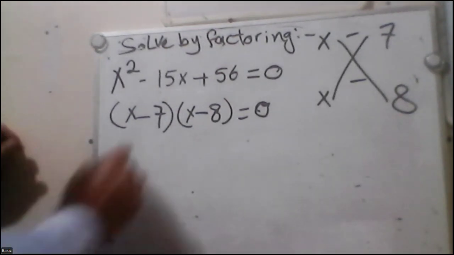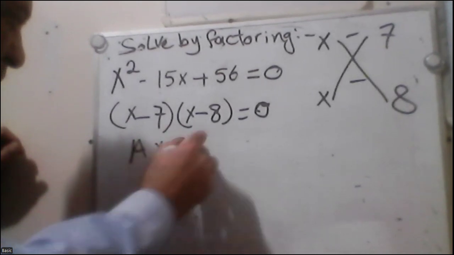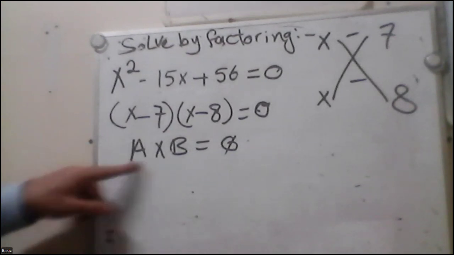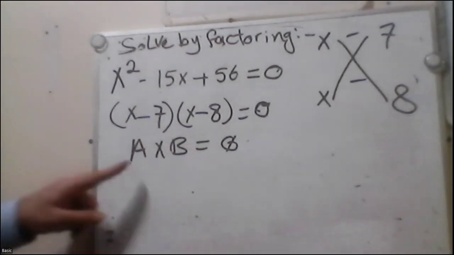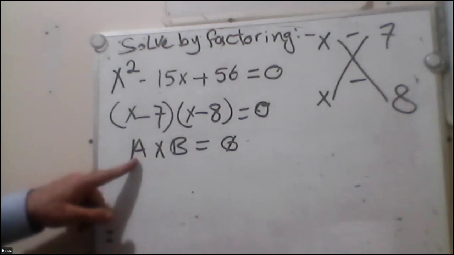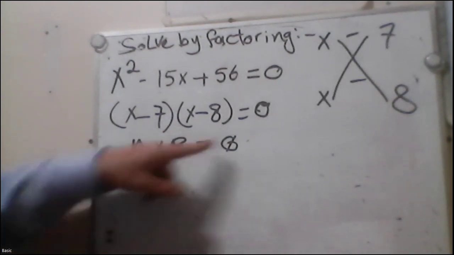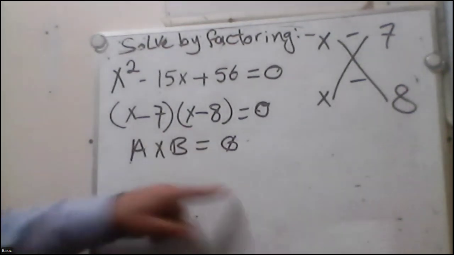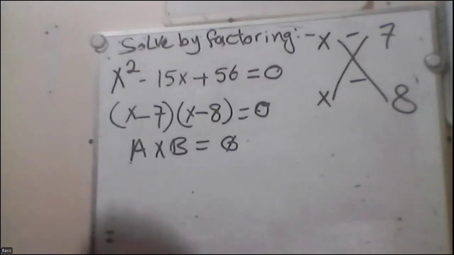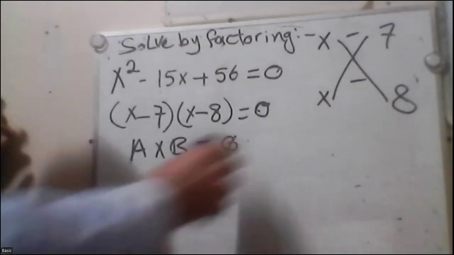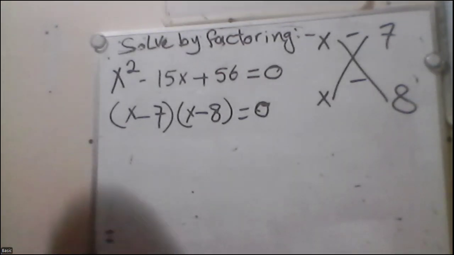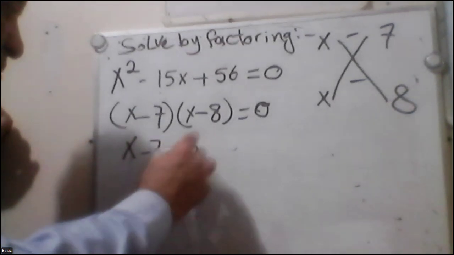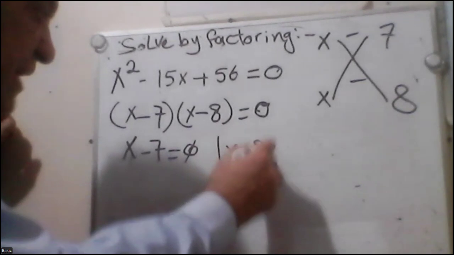If a multiplied by b gives me 0, that means a might be 0 or b might be 0, because if any number is multiplied by 0, it will give you 0. So here I will have two solutions for x. I will say x minus 7 equals 0, or x minus 8 equals 0.